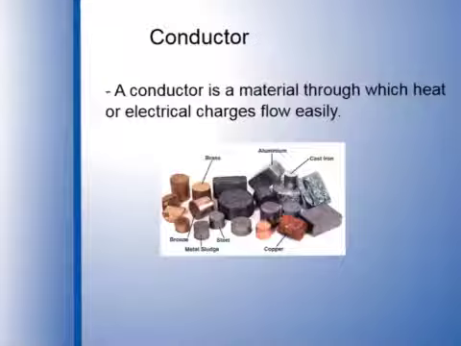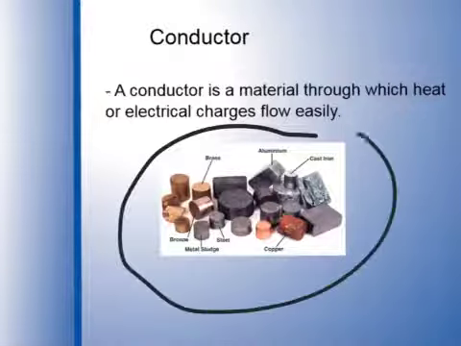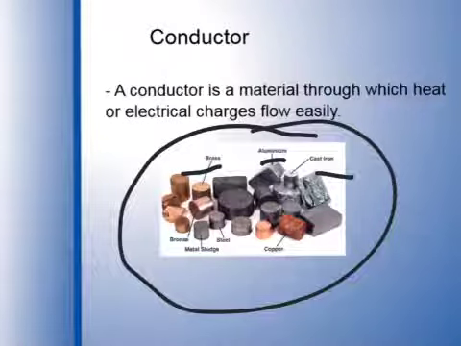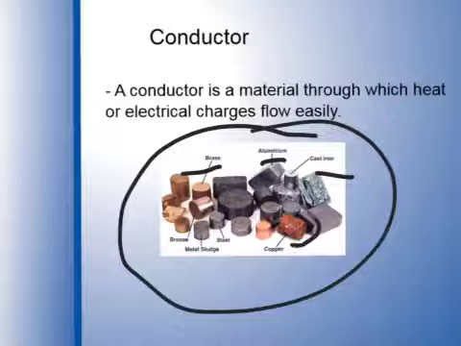Our next one is one that's familiar to you, conductor. Just like when we talked about heat, a conductor is material through which heat or electrical charges flow easy. As you can see in the picture here, most of these conductors are metals such as aluminum, cast iron, brass. One of the best that you'll see used a lot in electricity is copper.